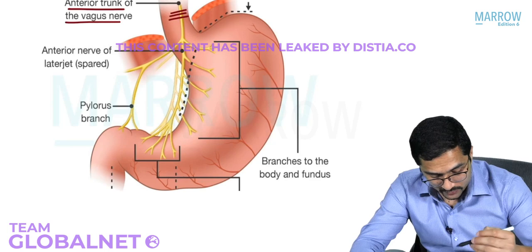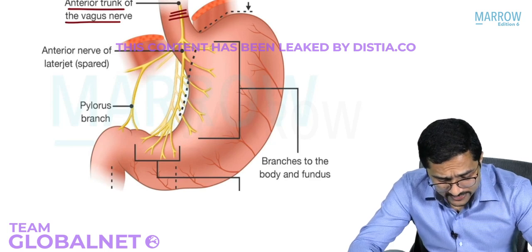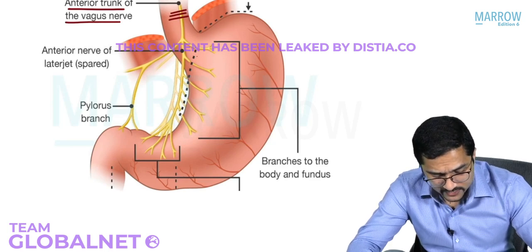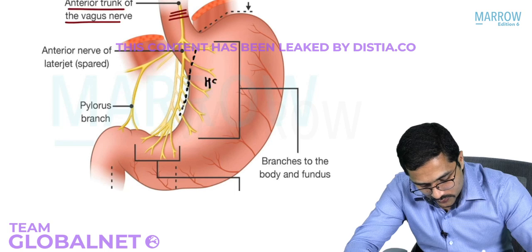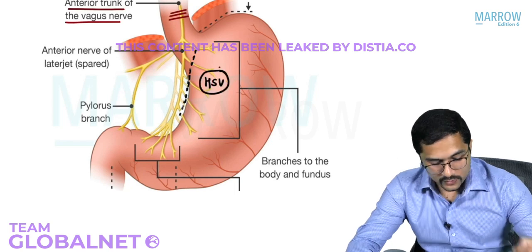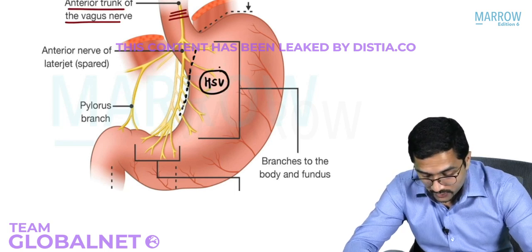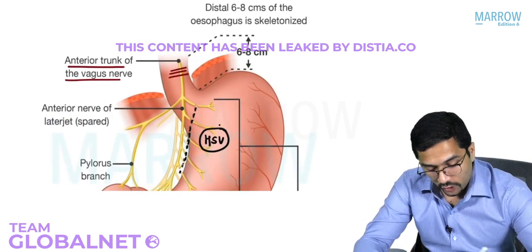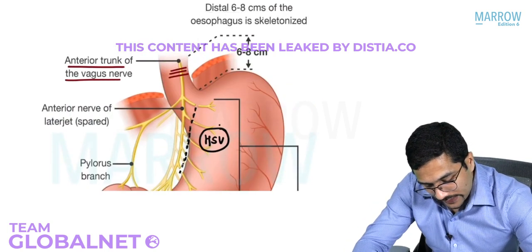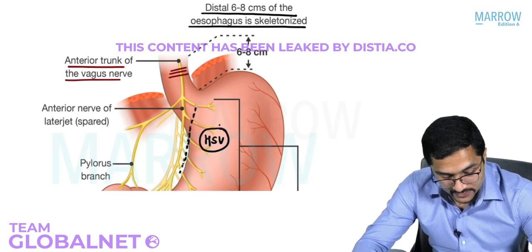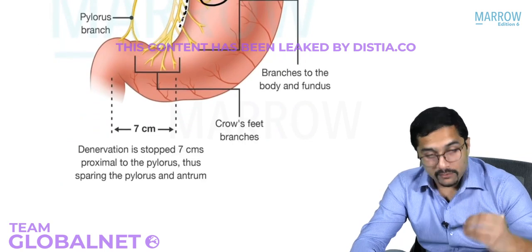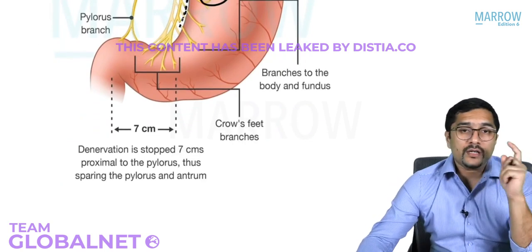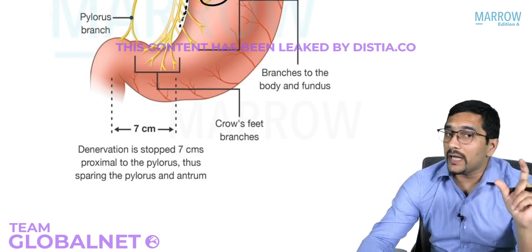Highly selective vagotomy means, you see these are the crow's foot branches. So these crow's foot branches are cut. And if I cut the crow's foot branches, this is known as highly selective vagotomy. And the distal 6 to 8 centimeters of the esophagus is skeletonized. Okay. But one thing which you need to remember, that we don't cut the branches to the pylorus.